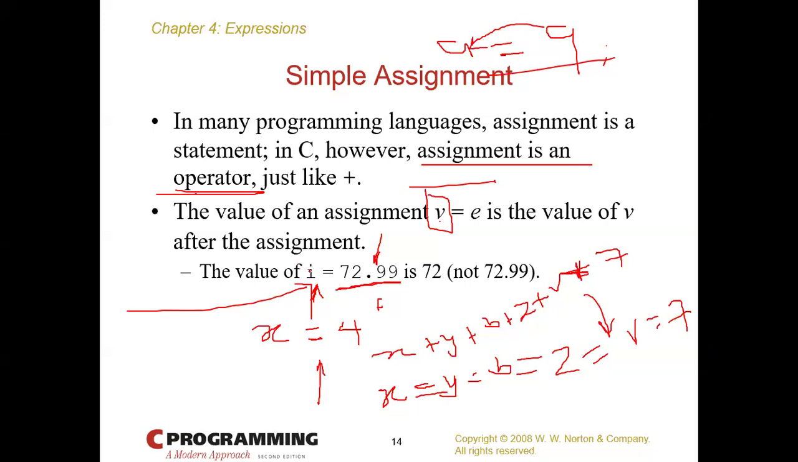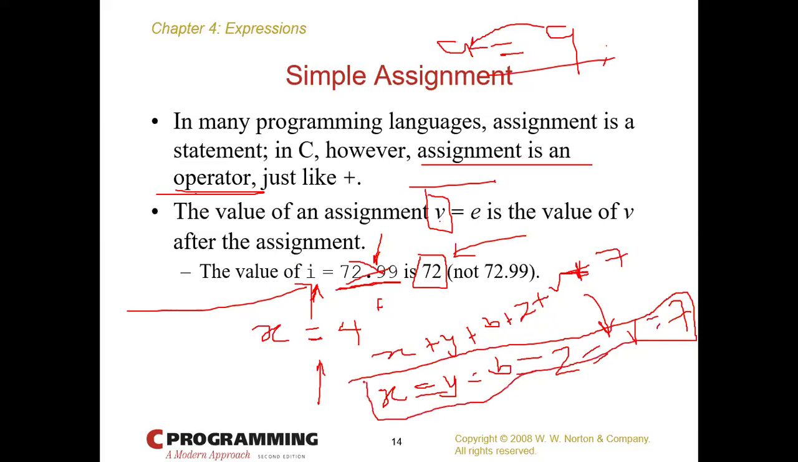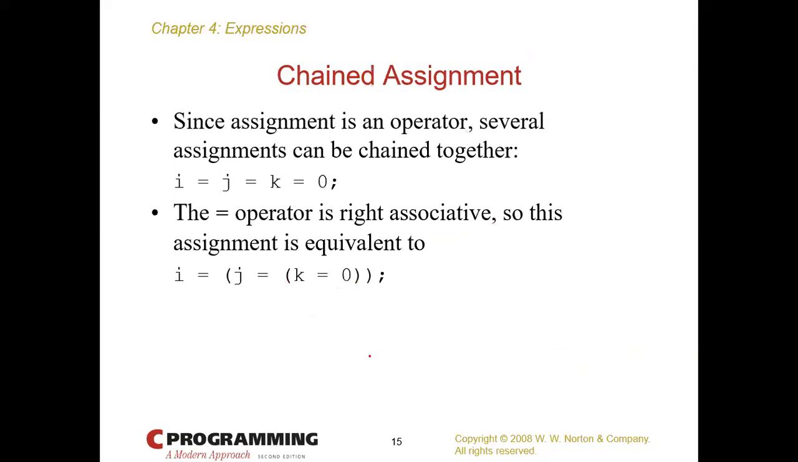I is an integer, so I want 72. And since I want 72, we forget about 72.99. The value of this expression is 72. And this really plays an important role in this kind of expression because we will have a change of type or a propagation of type change in the expression. So this is an example, a chained assignment.